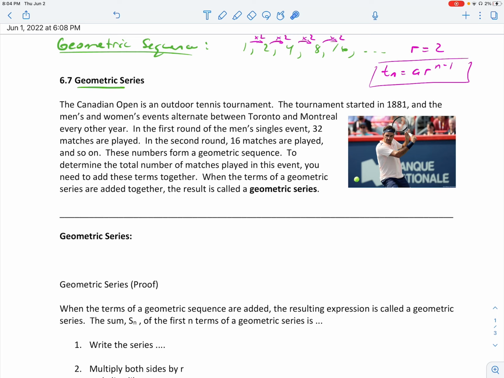These numbers form a geometric sequence. To determine the total number of matches played in this event, you would need to add these terms together. When the terms of the geometric sequence are added together, the result is called the geometric series. So whenever you see the word series, whether it's geometric or arithmetic, we're talking about the sum of all the terms in the sequence.